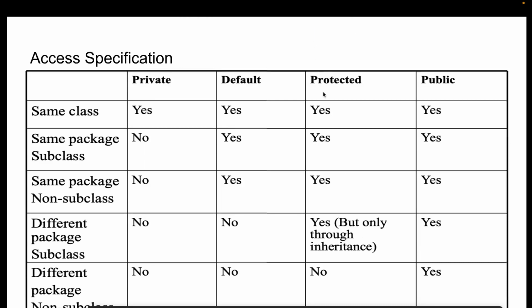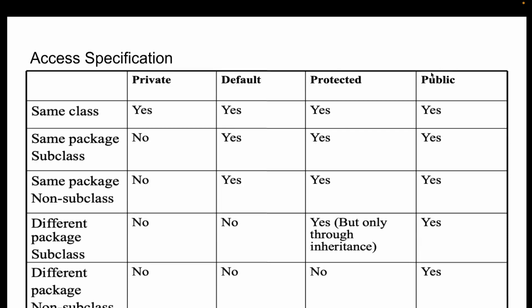So the class that wants to use the protected variables and methods will have to be a child class of the class in which the methods and variables are declared. So this is the difference.